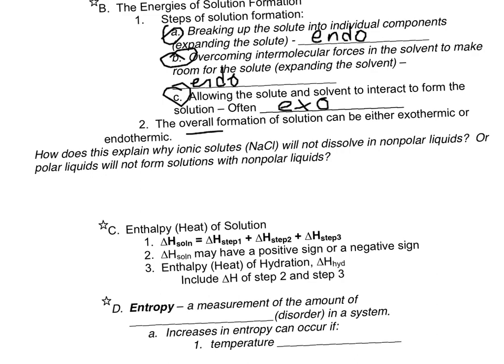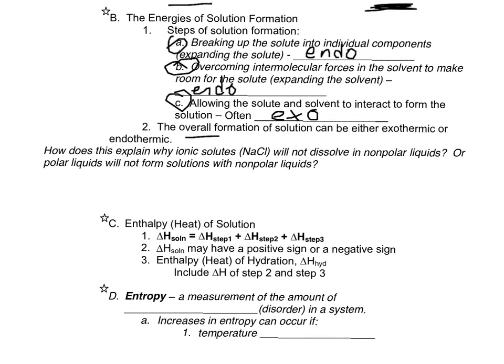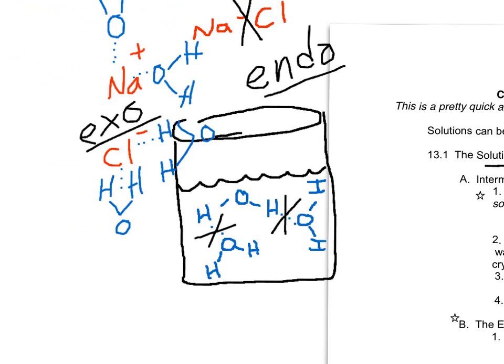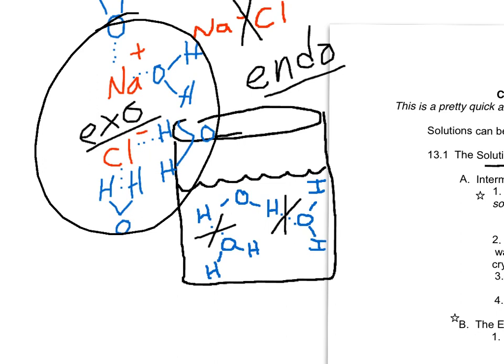So why do ionic solids like NaCl, why won't they dissolve in nonpolar liquids? All right, you have to have that polarity in order to do this thing right over here, in order to form these bonds right here. If you can't form these bonds, then all you're left with are two endothermic reactions that are really not very likely to happen by themselves.